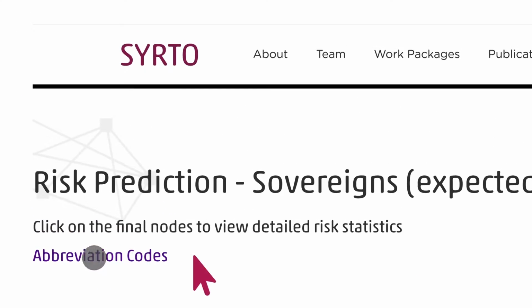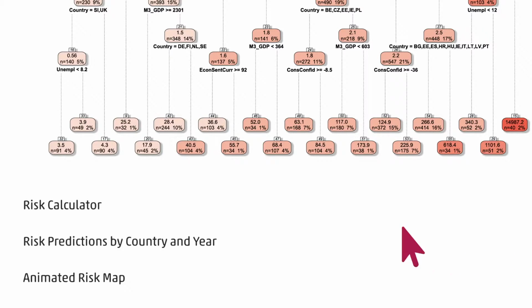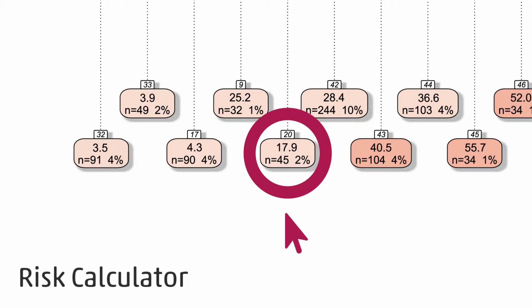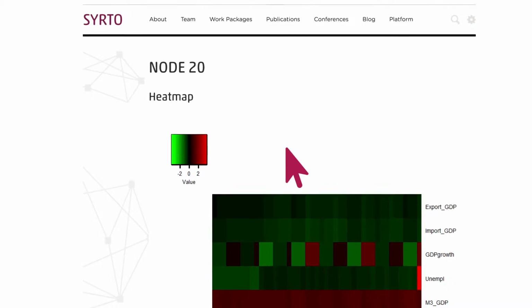Detailed descriptions are in the abbreviation codes link. Suppose you end up in node 20, which reports the number 17.9. This value is the expected credit default spread in basis points. In other terms, based on our tree and the corresponding splitting rules, you can see what your expected sovereign risk is in terms of CDS spreads. For more details about risk statistics, just click on it.